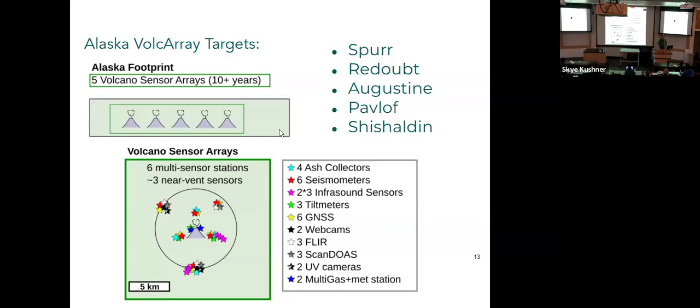So one of the things that will happen for Alaska is looking through the full inventory of AVO's networks to say, okay, what do we need to add to flesh out these sensor arrays on each of the target volcanoes? And so it'll be adding strategic new stations, adding new kinds of instruments that aren't there presently, and so on.